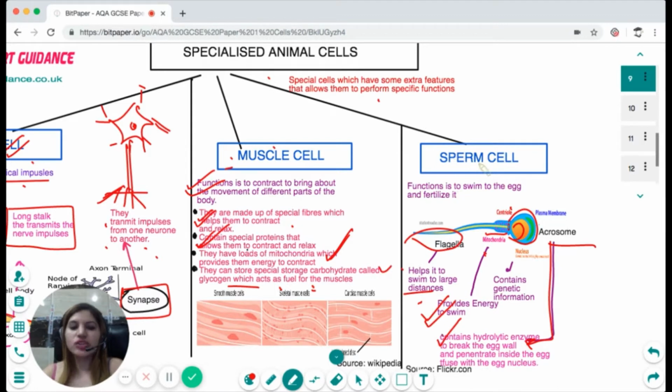So I hope this is clear, and you should be able to label this, like what is an acrosome with its function. Okay, the flagella with its function. So you should know the different components of a cell along with their functions.